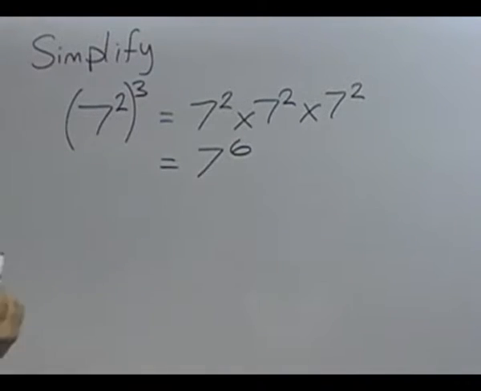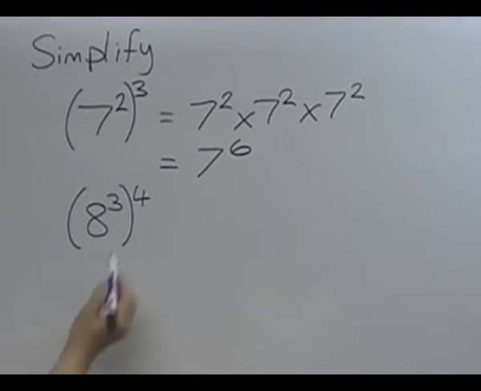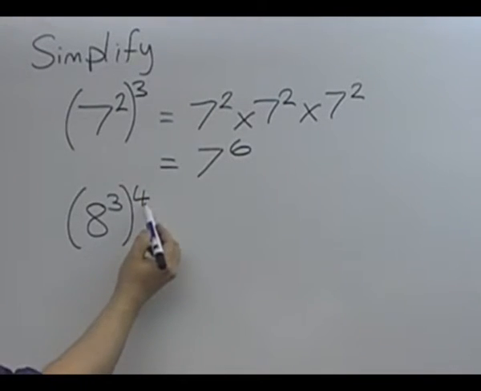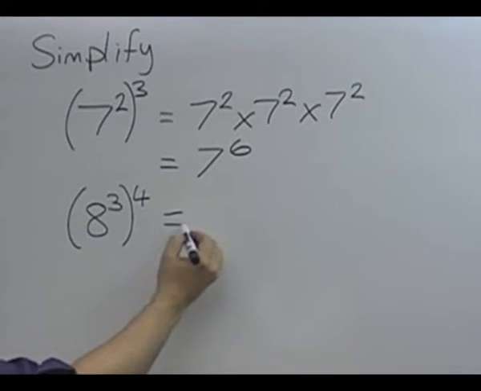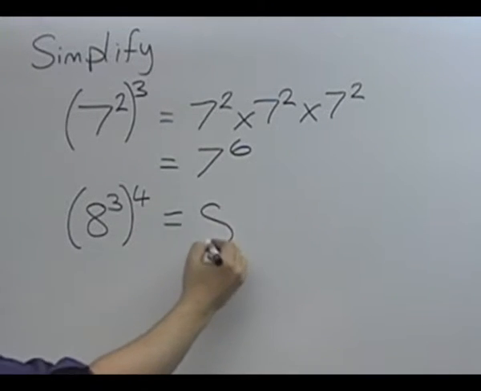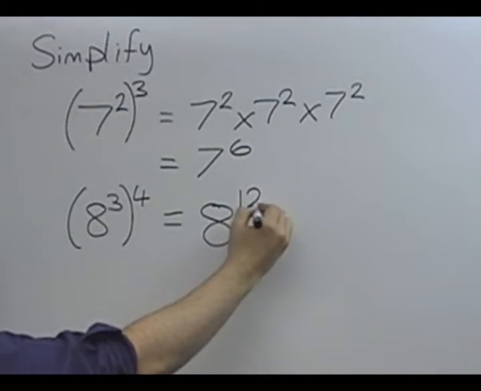Another example would be 8 cubed to the power 4. This means 8 cubed times itself 4 times. 8 cubed times itself 4 times would leave you with 8 to the power of 12.